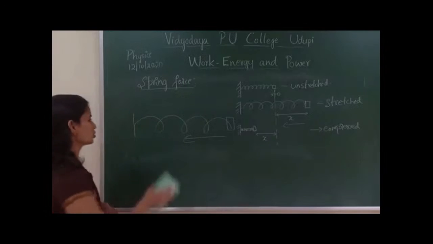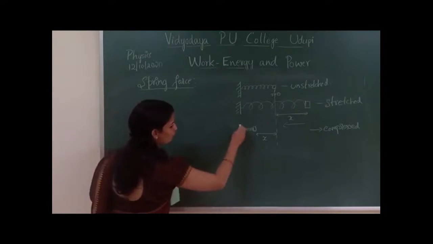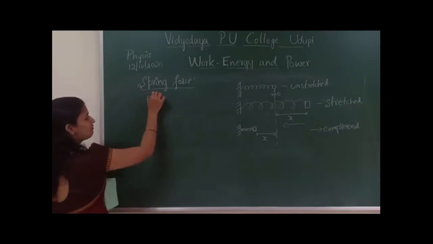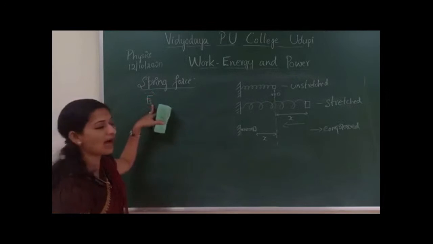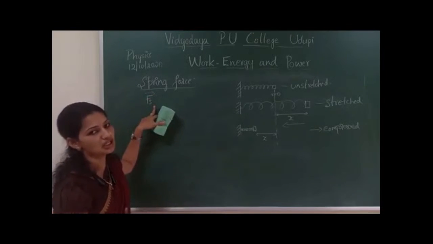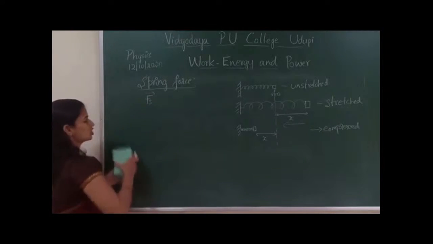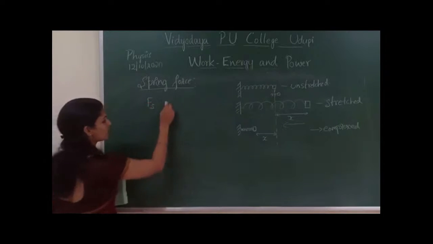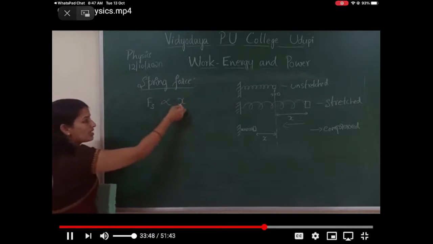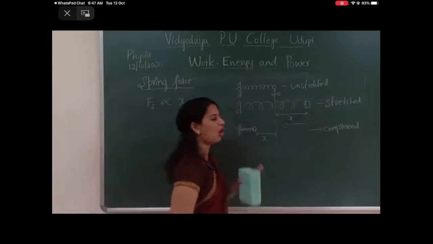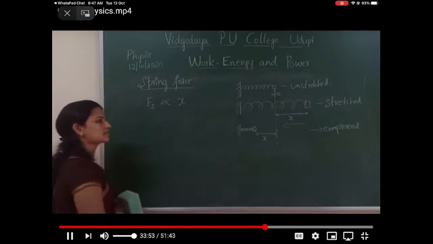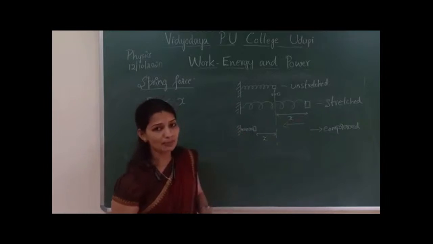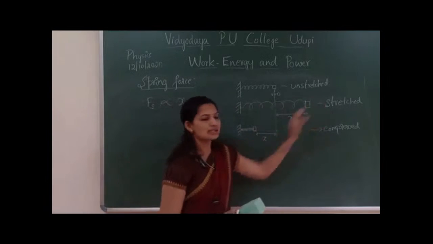It's called spring force, and the notation for spring force is Fs. This is a variable force, meaning the magnitude of Fs keeps changing with respect to the value of x. We can say this spring force is proportional to x, where x is the extension or compression. In this case it is extension, here it is compression. Or you can say x is the displacement of the spring.